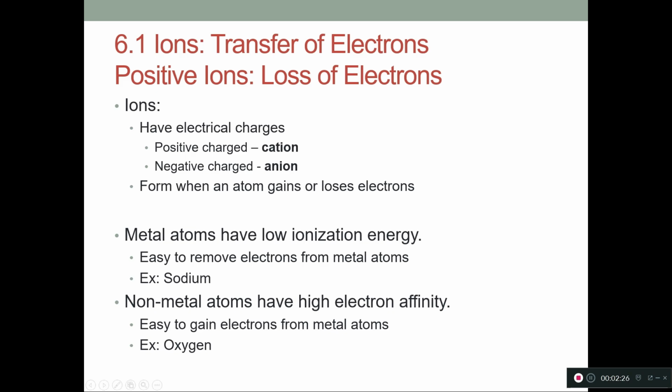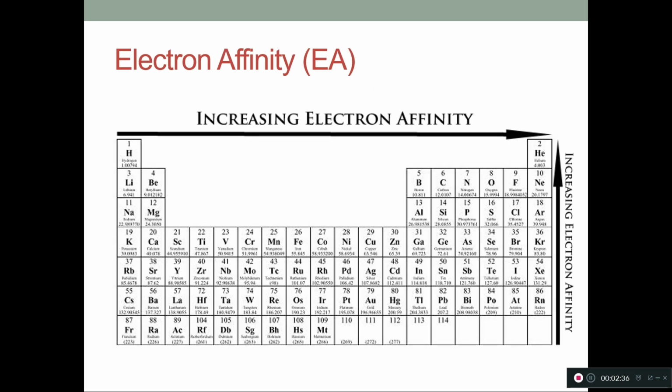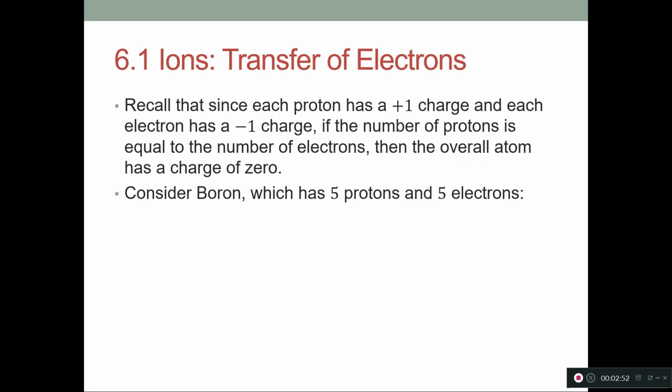Nonmetals have a high electron affinity, and that means that the nonmetals are going to be much more likely to gain electrons. Again, we see electron affinity, that things over here in the nonmetals, the upper right corner, are going to gain electrons more easily, whereas the metals over here in the bottom left are going to be much less likely to gain electrons.